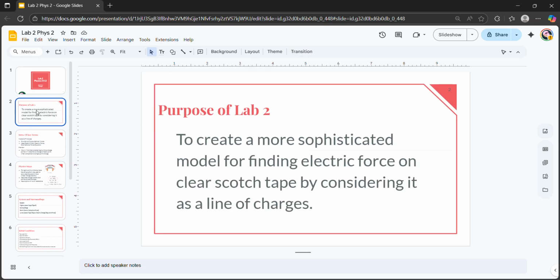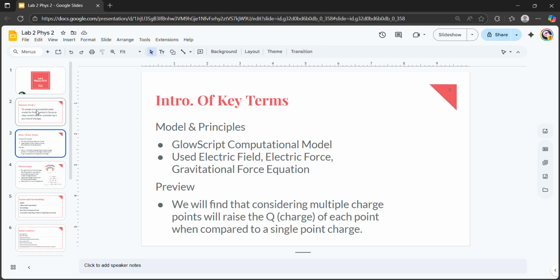The purpose of Lab 2 is to create a more sophisticated model for finding electrical forces on clear Scotch tape by considering it as a line of charges, this time instead of a point charge. Key terms: we're going to be using the GlowScript computational model to show everything, and we used the electric field, electric force, and gravitational force equations.